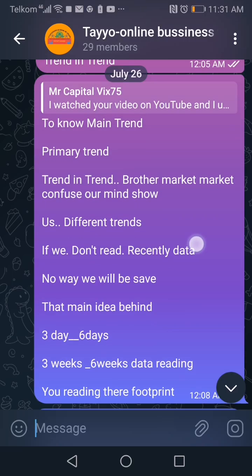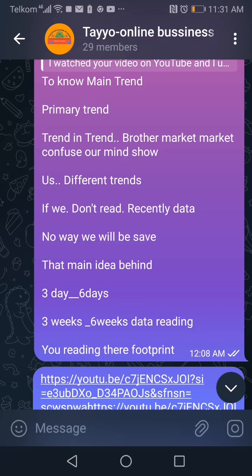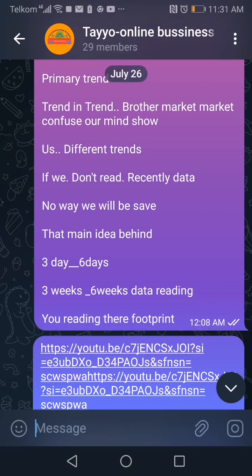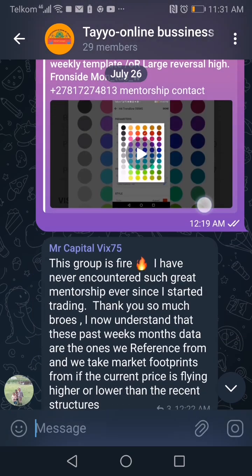All right. Don't worry. The main idea behind it is reading 3 days, 6 days, 3 weeks, 6 weeks of data. You're reading the footprint. So I'm reading the footprint of that. See what I mean? Are you guys together?